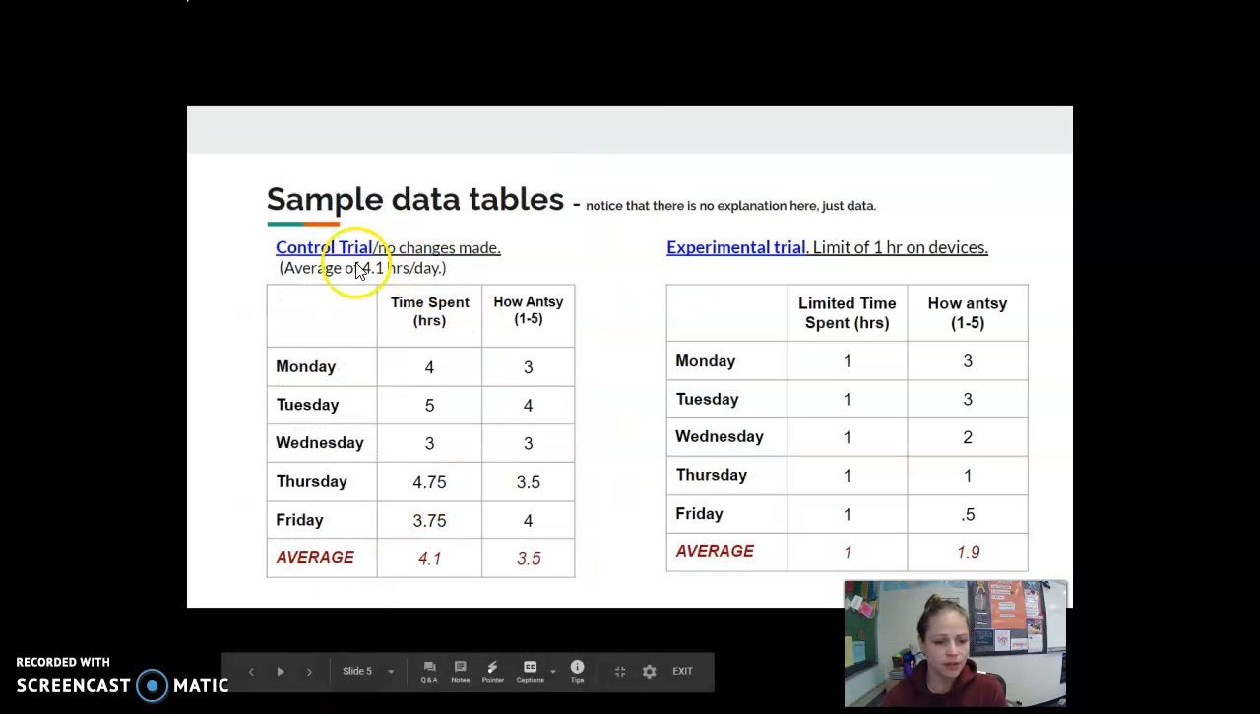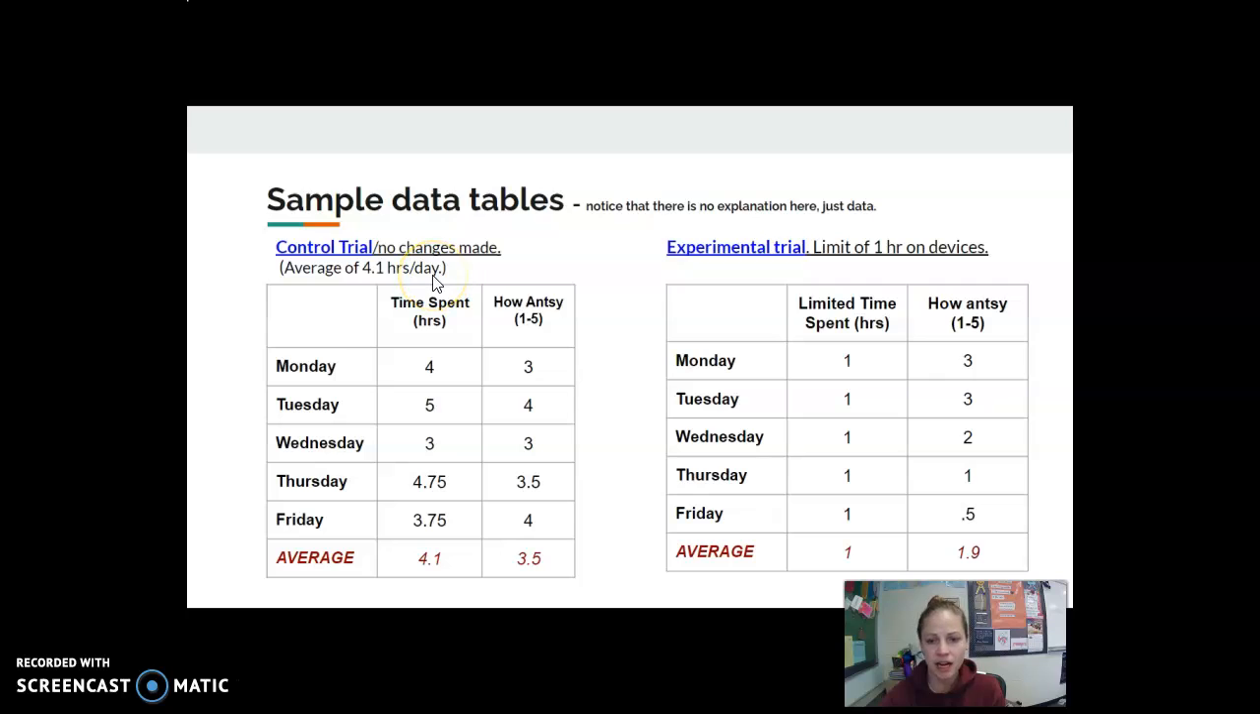Simple data tables. Here's my controlled trial. Okay. I have Monday through Friday. We didn't limit our time on devices. We just recorded how much time we spent on those devices and then how antsy we felt, 1 to 5, 5 being the worst, 1 being not so antsy at all.